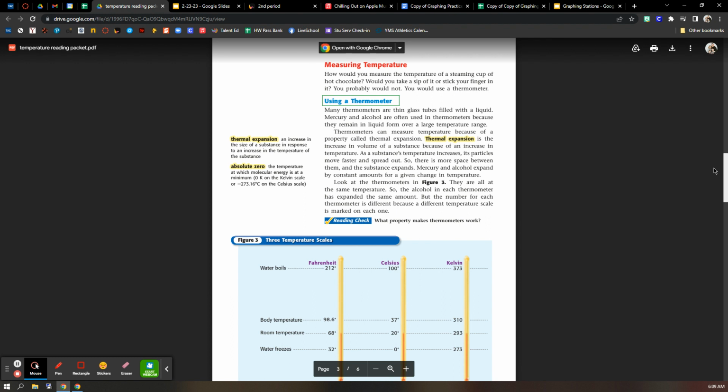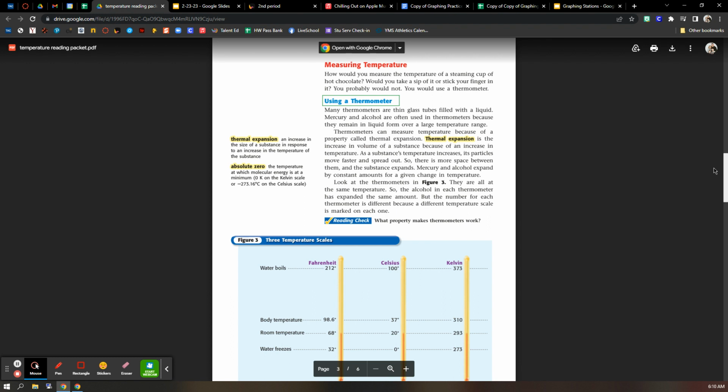Thermometers can measure temperature because of a property called thermal expansion. Thermal expansion is the increase in the volume of a substance because of an increase in temperature. As a substance's temperature increases, its particles move faster and spread out. So, there is more space between them and the substance expands. Mercury and alcohol expand by constant amounts for a given change in temperature.